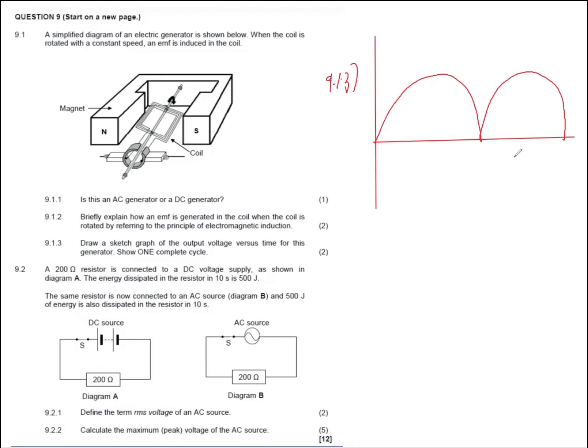Then it's just a matter of labeling your axes. Here you will have your time in seconds. And right here, this will be the potential difference. They said output voltage, so let's just say output voltage, given in volts. So that's your 0 right there. That's basically all you need to do. It's just a sketch showing the shape of one complete cycle of a DC generator. So that's how you would do that one.